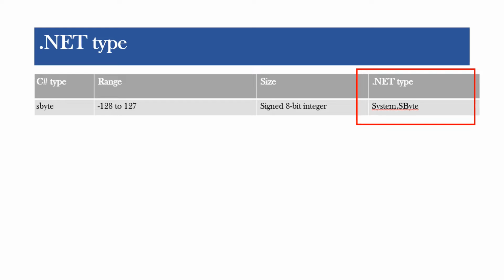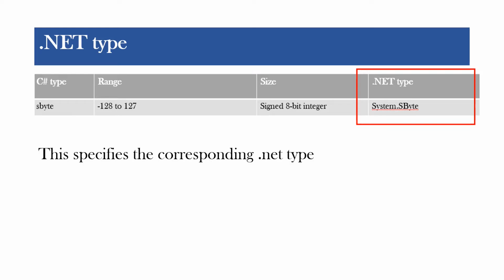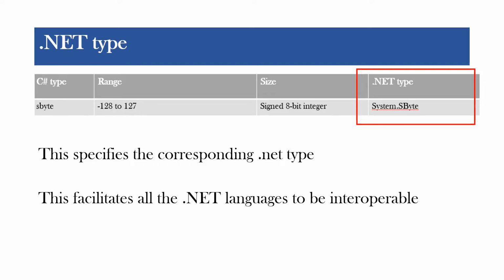Next, we have a .NET type. .NET type represents the corresponding .NET type, and the .NET type for sbyte is System.SByte. Here System specifies the namespace and SByte is the structure. Having the corresponding .NET type facilitates all the .NET languages to be interoperable. As we already discussed, .NET supports several other languages like F#, VB.NET, etc. This helps them to interact easily.